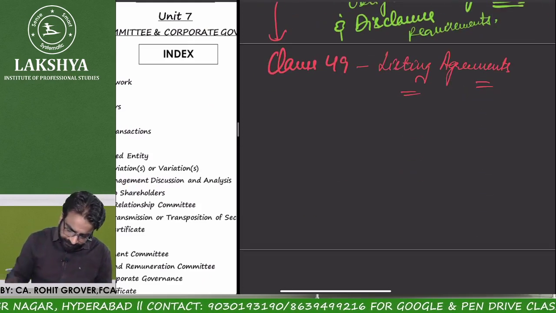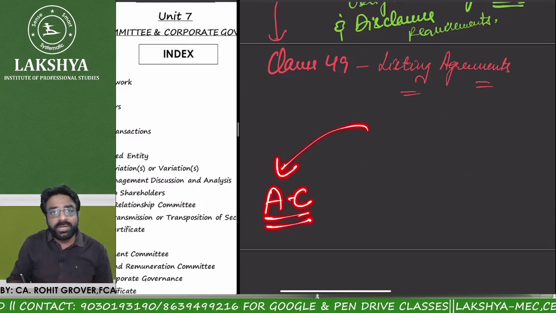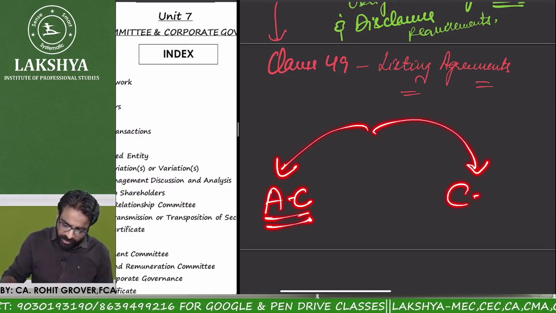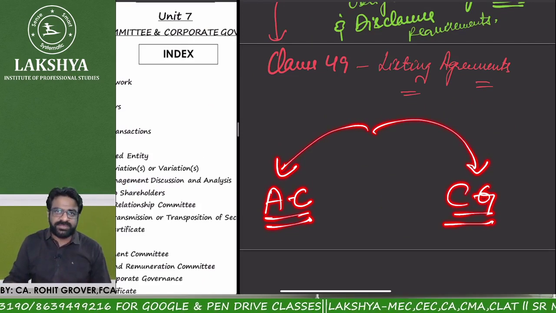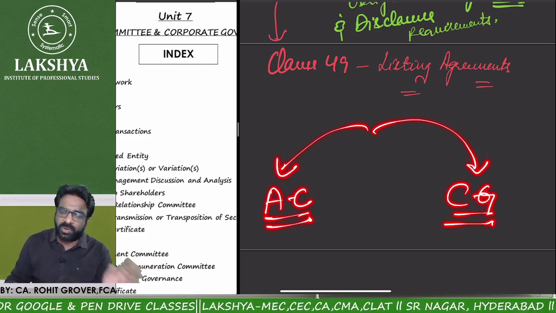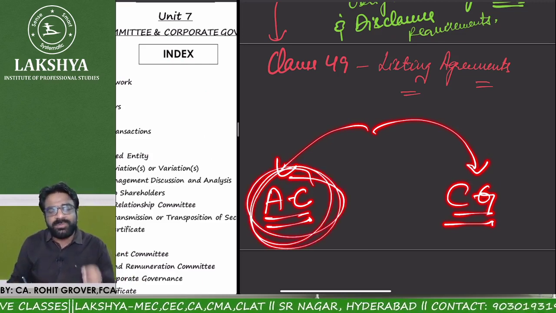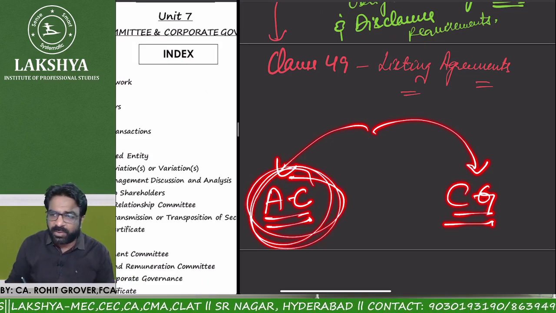Now, what are the two parts? In the one part, we are going to talk about which committee? Audit committee. But in the other part, we are going to talk about what? Corporate governance. So in one part, we'll talk about the audit committee, and in the other part, we'll talk about corporate governance. Audit committee itself is a very huge topic. There are so many regulations which you have to understand in the audit committee.